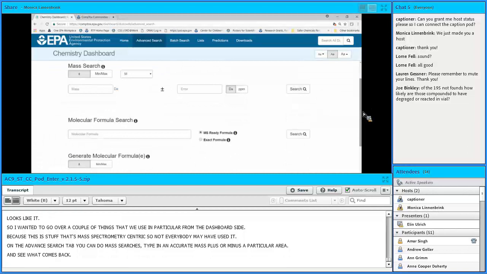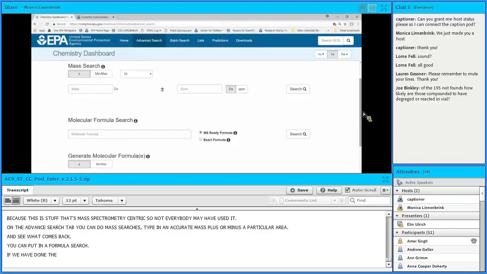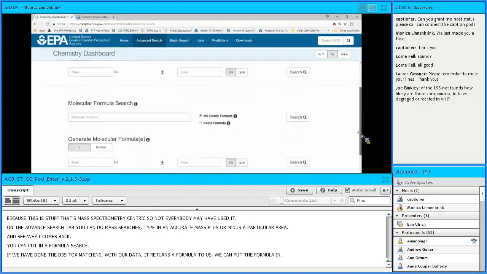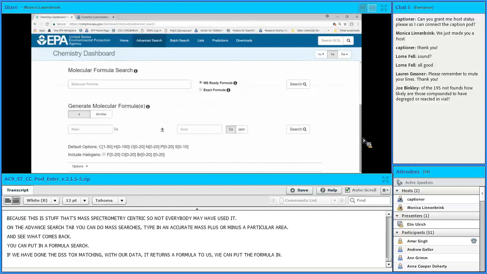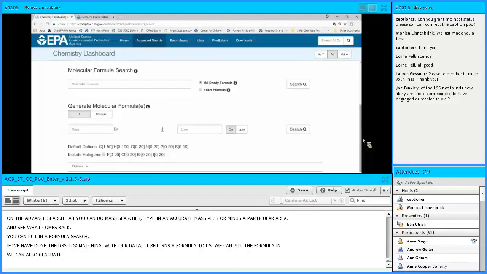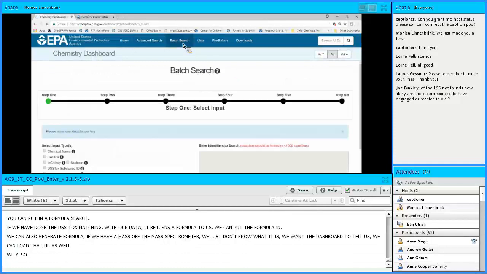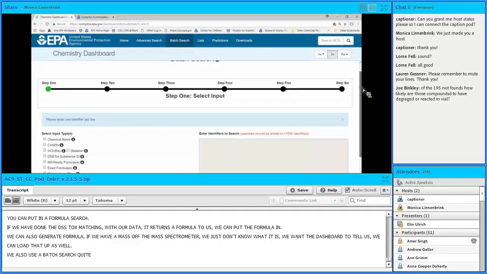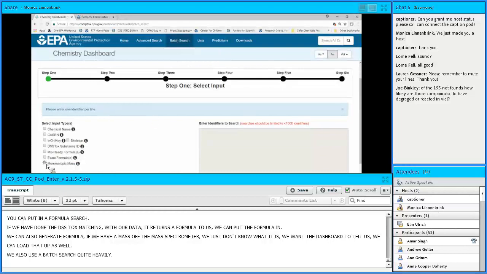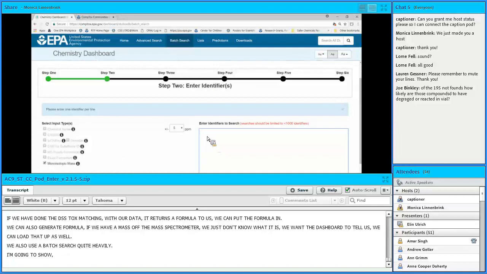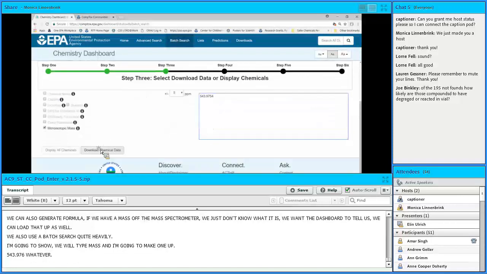You can also put in a formula search. So if we've done the DSS tox matching with our data, it returns a formula to us. We can just put the formula in. We can also generate formula. If we've got a mass that came off the mass spectrometer, we just don't know what it is, we want the dashboard to tell us, we can look that up as well. We also use the batch search quite heavily, and we're going to type in a monoisotopic mass, and I'm just going to make one up, 543.976, whatever.